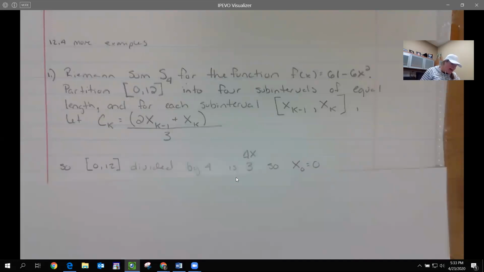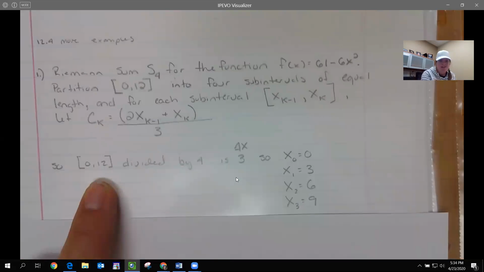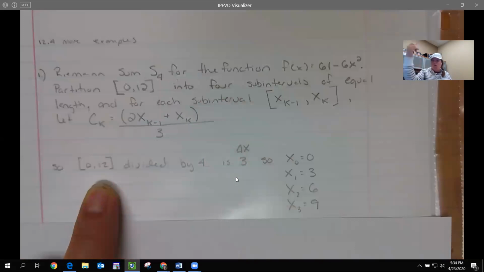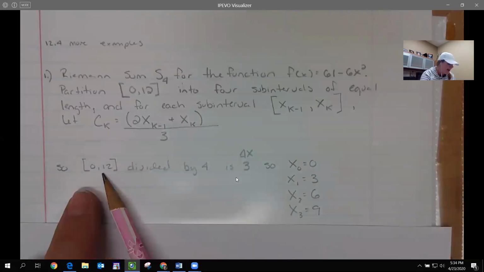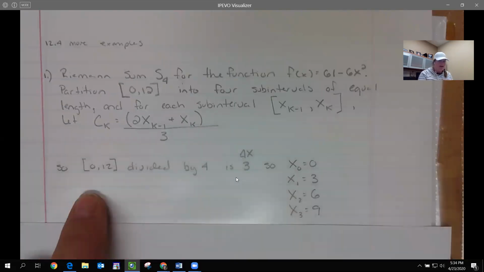Okay, so our first idea is we're going from 0 to 12, and we only want 4 subintervals. S sub 4 also represents, I want to do a Riemann sum with 4 rectangles. So good, we only have 4. So 12 minus 0 divided by 4 is going to be 3. That's going to be my change in x, right? Because I have 12 numbers, 0 to 12, and I divide it by 4, so each one has 3.